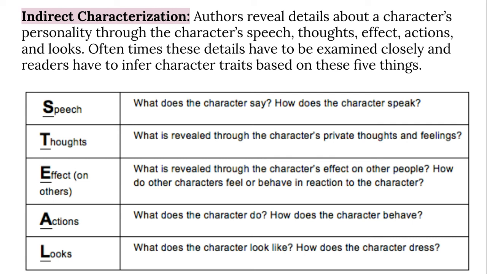Then we have actions. This one is obviously the one that is probably the easiest to find. So, what does the character do and how does the character behave? Based on the character's behavior and their decisions and their choices, what can we tell about who this character is as a person? And then lastly, sometimes the author doesn't tell us what a character looks like. We have to infer it based on the things that we do hear about the character. And so, guys, these are 5 things that good readers pay close attention to when reading in order to help them understand the characters a little bit better.